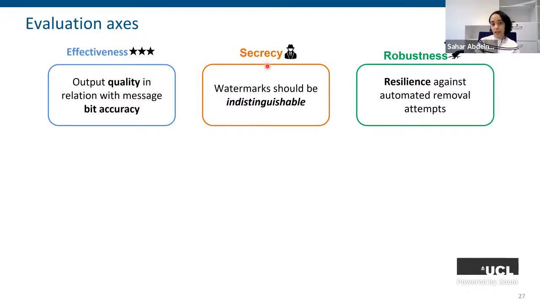And the second thing is secrecy. So we want a subtle encoding that's difficult for adversaries to infer whether the watermark exists in the text or not. We want the watermarks to be indistinguishable. And the last thing is we want to have some resilience against automated removal attempts, because it shouldn't be so easy for adversaries to remove the watermark, of course. So we took inspiration from these evaluation requirements in order to design our model.